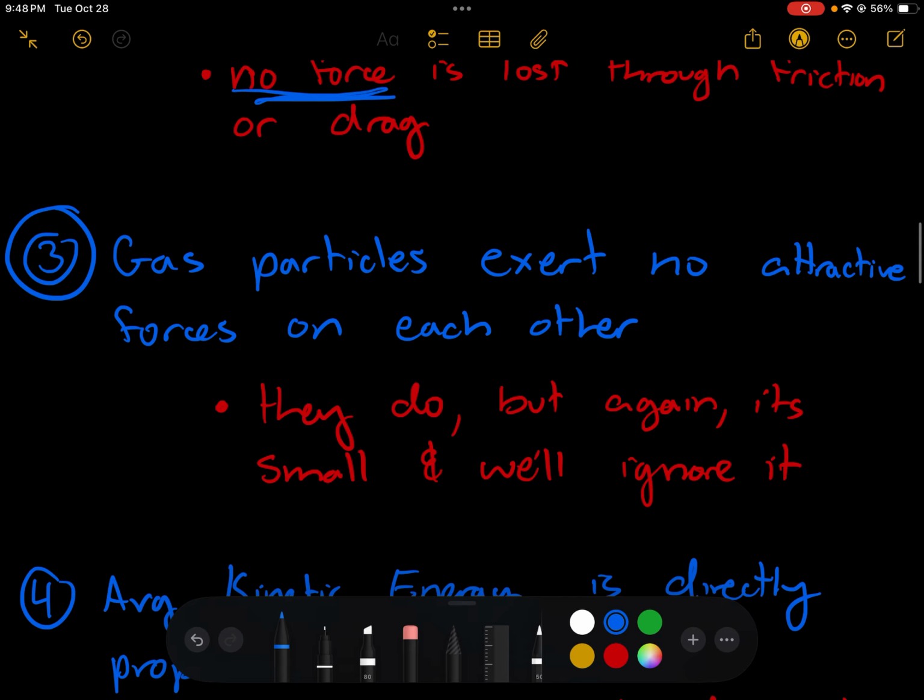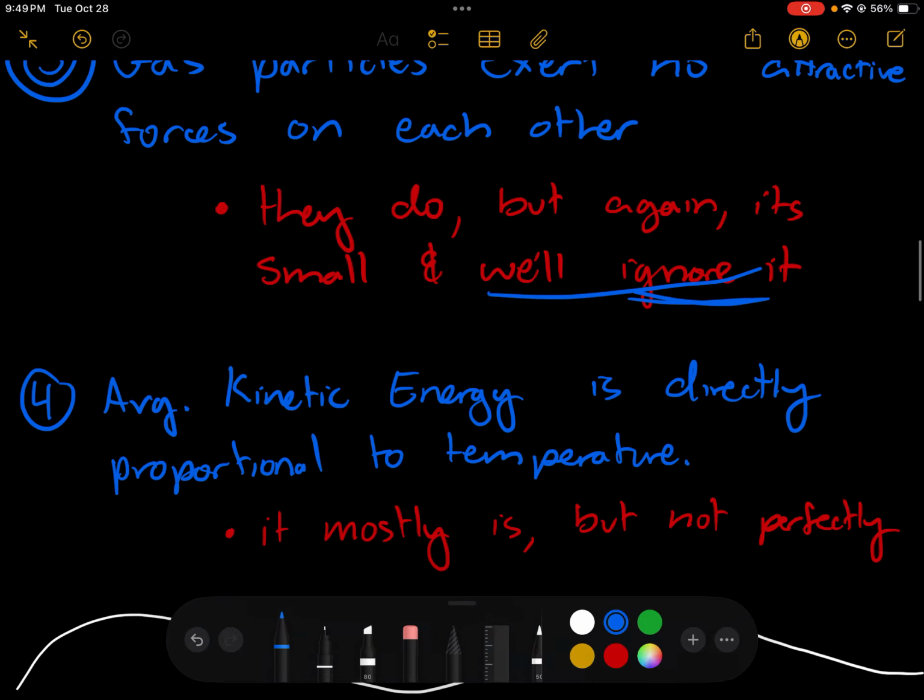Assumption number 3, gas particles exert no attractive forces on each other. They absolutely do exert attractive forces on each other, but because those gas particles are so small and because they're so far apart and because they're moving as fast as they are, we're going to go ahead and ignore those attractive forces that they exert on each other.